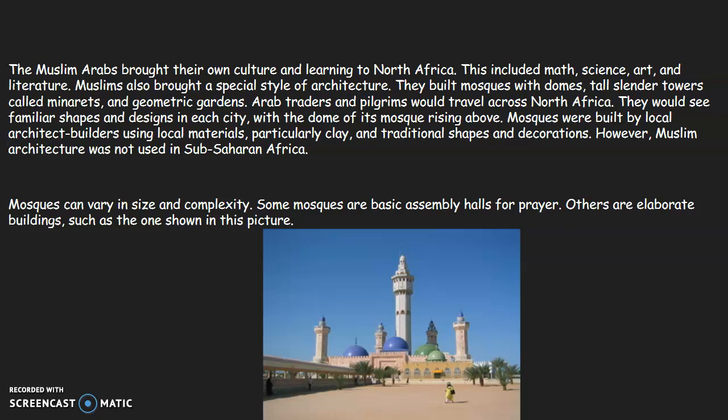However, Muslim architecture was not used in sub-Saharan Africa. Mosques can vary in size and complexity. Some mosques are basic assembly halls for prayer. Others are elaborate buildings, such as the one shown in this picture.